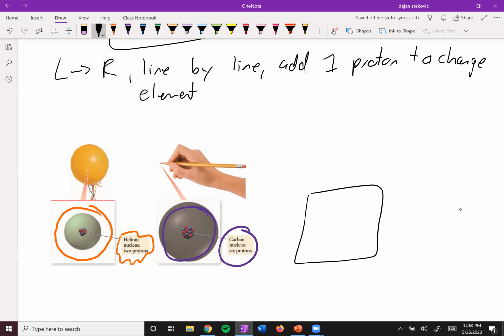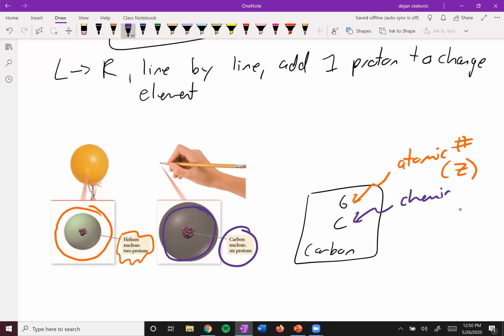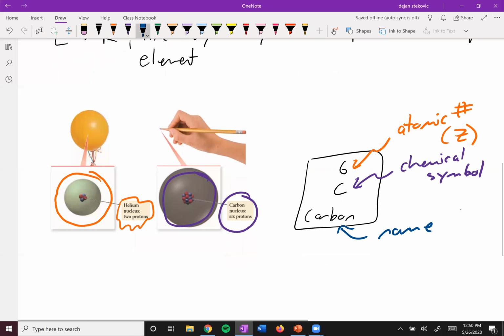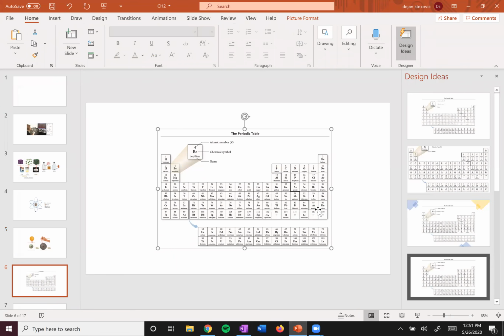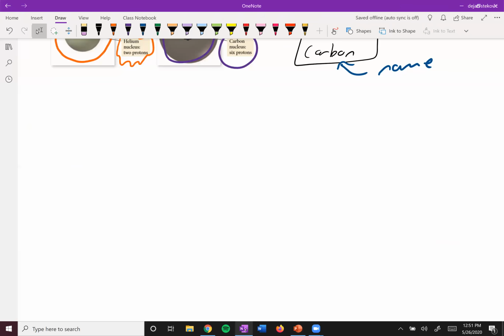And so on the periodic table, you see symbols like this. A carbon would have a C here, a 6 up here, and then carbon down here. This number up top is the atomic number, which gets the symbol Z. This is the chemical symbol, which can be 1 to 3 letters, usually just 1 or 2 letters. The first letter is capitalized, the second letter is not capitalized. And then down here you have the name of the element. So that's carbon. Got another periodic table, a little more basic one that doesn't have a lot of extra information.